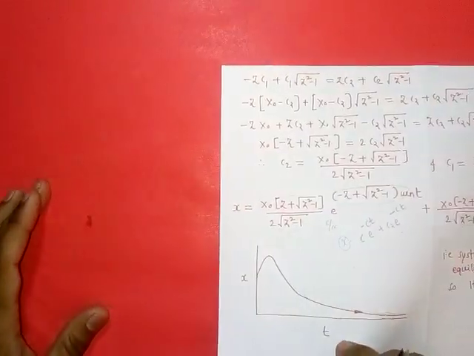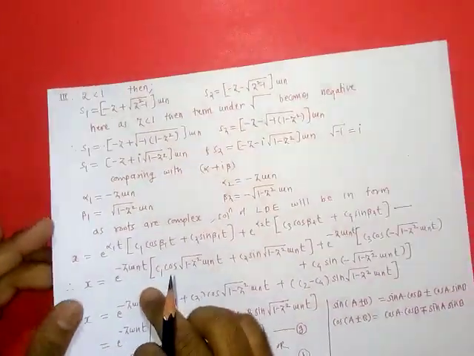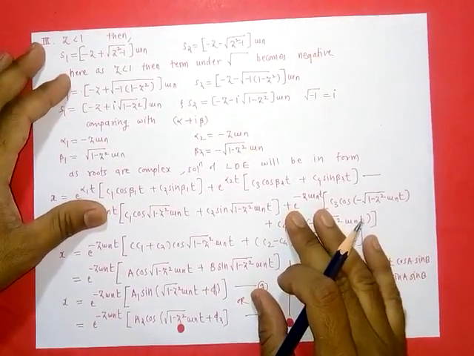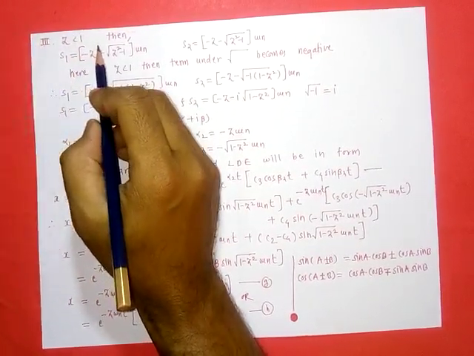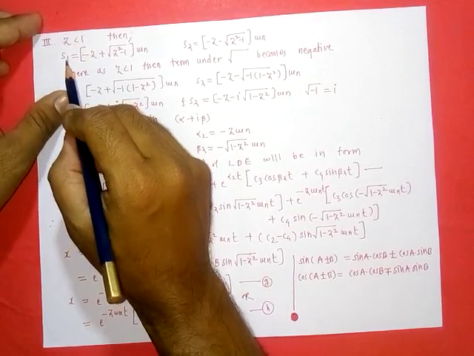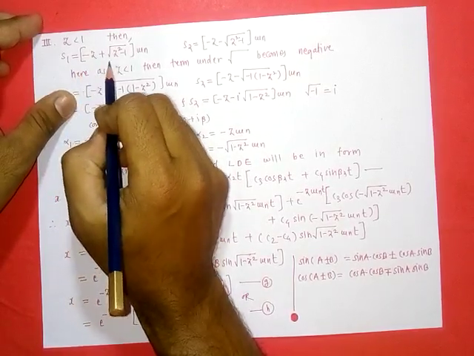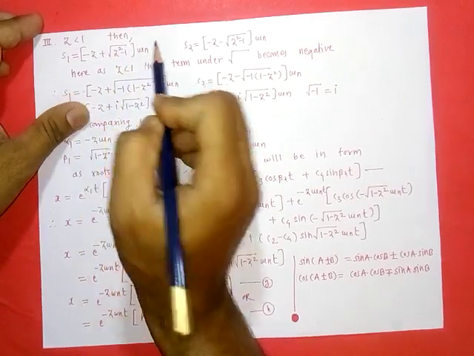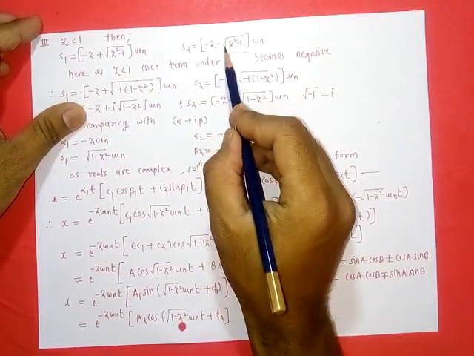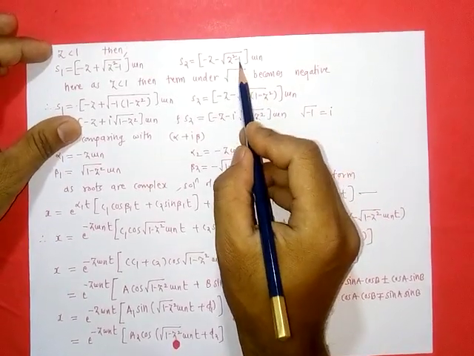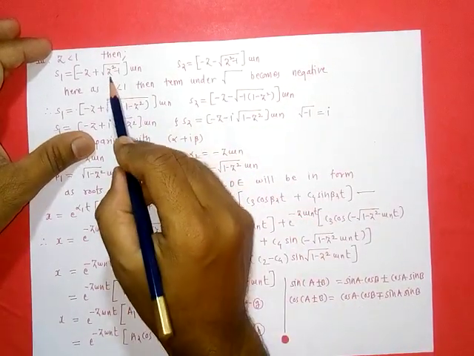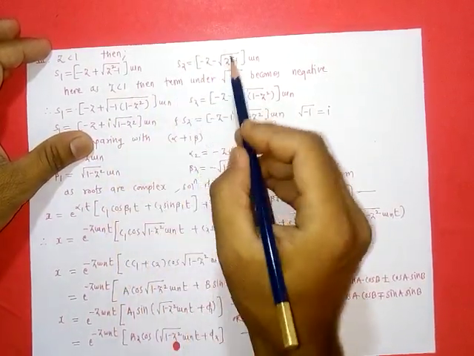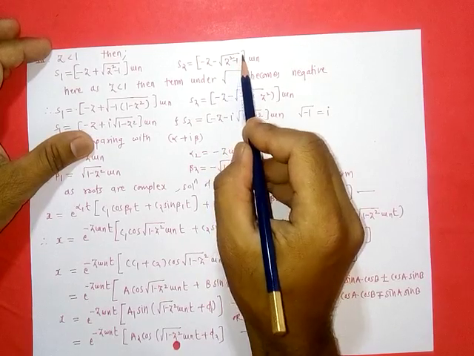Now next is the underdamped system. For underdamped systems, we know that the value of zeta is less than 1. Then again we have the s1 and s2 values as minus zeta plus the square root of zeta square minus 1, omega n, and minus zeta minus the square root of zeta square minus 1, into omega n. Now here, as zeta is less than 1, the term under the square root becomes negative.